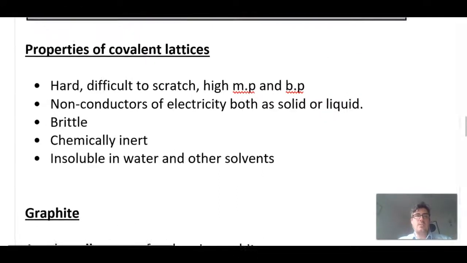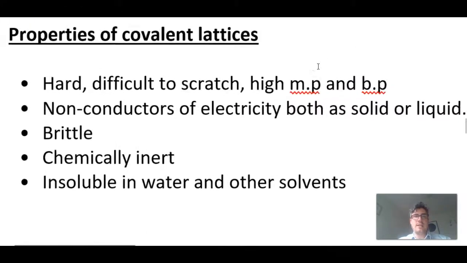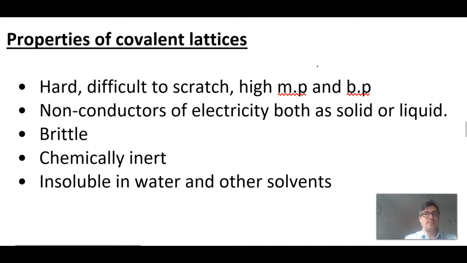Looking at other properties of covalent lattices, we've talked about hardness, and that's particularly notable. They also have a high melting point and boiling point. All of these things are similar to ionics. But then we've got some differences here: they are non-conductors of electricity both as a solid and a liquid.